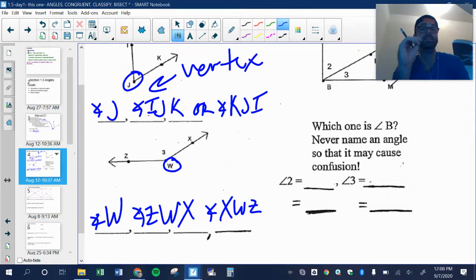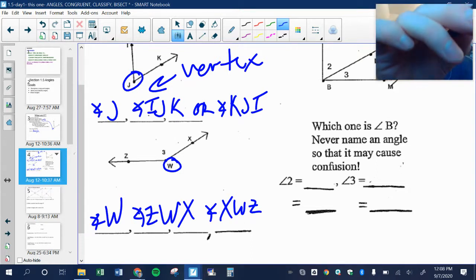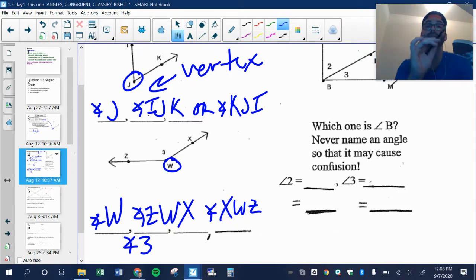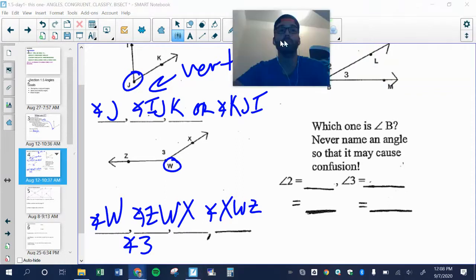That 3 isn't the vertex. The vertex point is always a letter, all right? So W is considered the vertex. But that 3 is drawn in there to name the angle. So I can name it angle 3. I can't say Z3X or X3Z, because when naming angles using letters, I don't want to include the numbers. Numbers are placed in angles to make our lives easier. When we're doing things like proofs, or we get to more complicated diagrams, a lot of times you'll see the numbers.